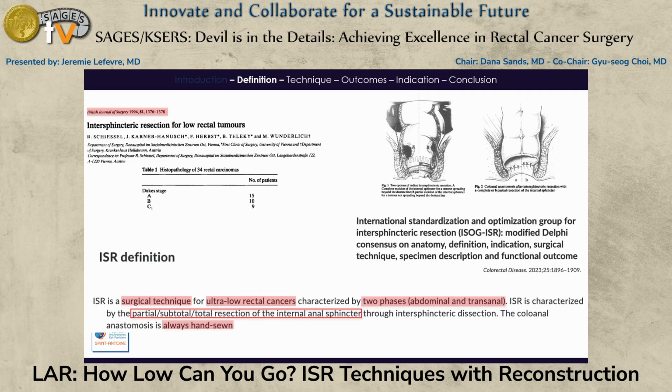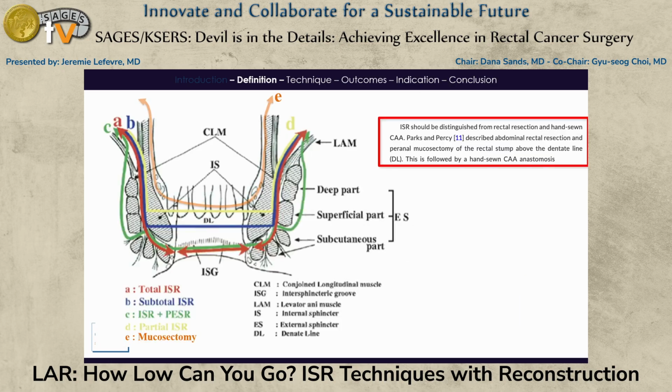As the previous speaker said, we now have a clear consensus with a Delphi published last year in Colorectal Disease. Intersphincteric resection is a surgical technique for ultra-low rectal cancer, with two phases, abdominal and transanal, a resection of the internal sphincter, and a coloanal anastomosis. You need to distinguish this from a classic mucosectomy and coloanal anastomosis, which is not an intersphincteric resection.